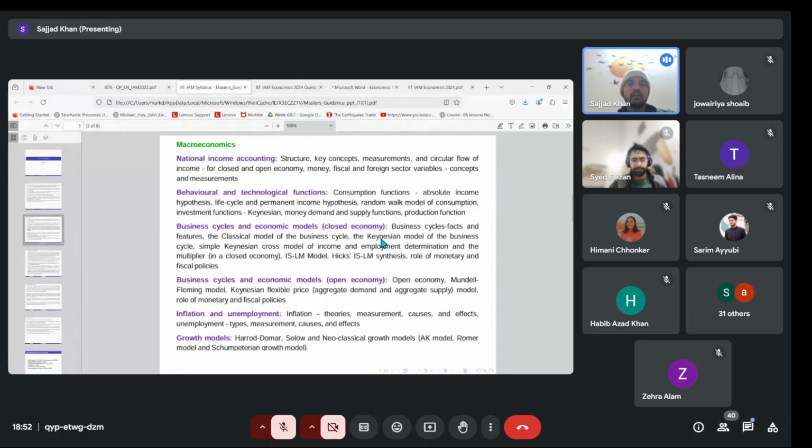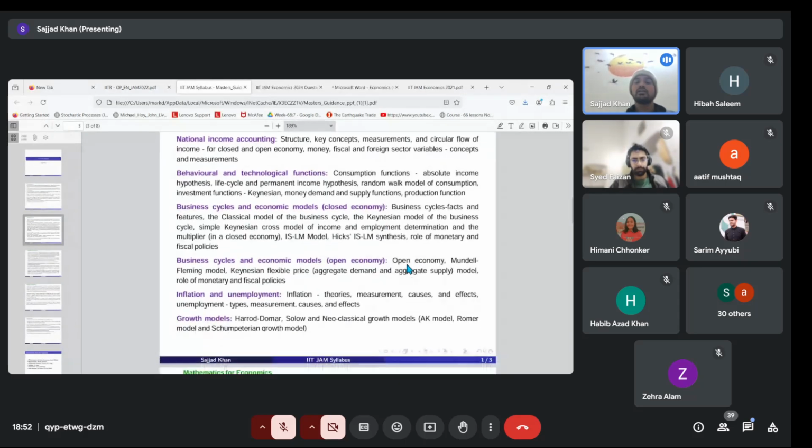Now, as I said earlier, it is very important to know the basic properties of the classical model, Keynesian model, and business cycle model. They ask very theoretical questions from this, not numerical type questions. So it is important here also to know the basic fundamental difference between the classical and the Keynesian model.